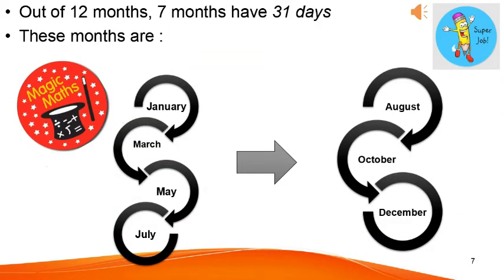Out of these 12 months, there are 7 months which have 31 days each. These months are January, March, May, July, August, October and December.